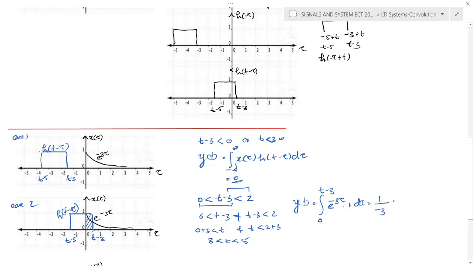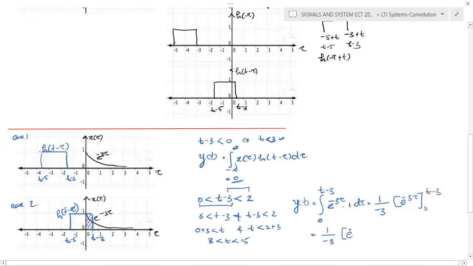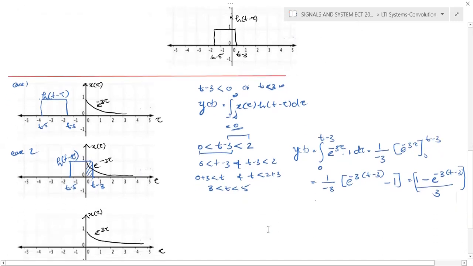And if you integrate this, you'll get a constant 1 by minus 3 into e raised to minus 3 tau from 0 to t minus 3. If you simplify this, it becomes 1 by minus 3 into e raised to minus 3 into t minus 3, minus e raised to 0, that is 1. And if you rearrange this, you'll get 1 minus e raised to minus 3 into t minus 3, whole divided by 3, for the limit 3 to 5. This is one case.